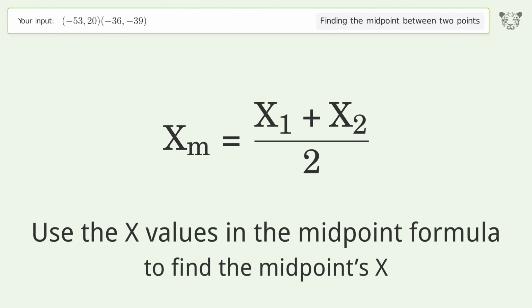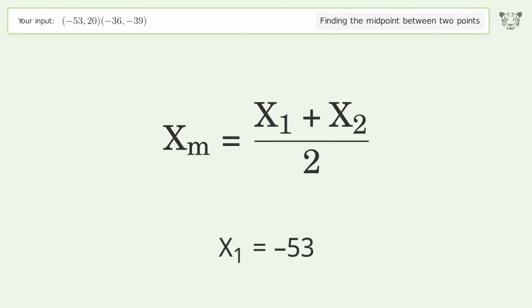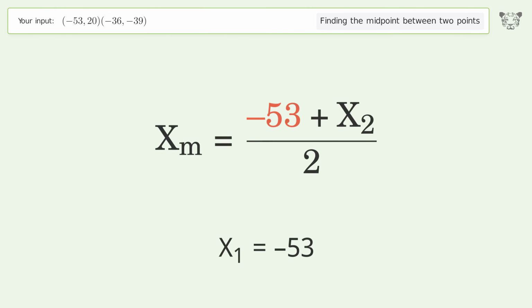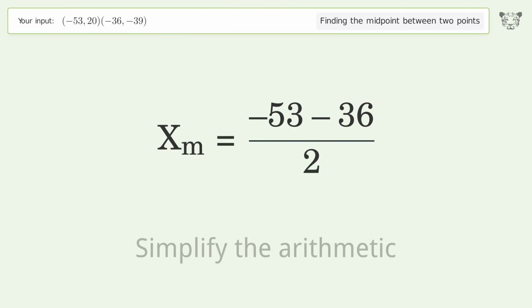Use the x values in the midpoint formula to find the midpoint's x. x1 equals negative 53. x2 equals negative 36. Simplify the arithmetic.